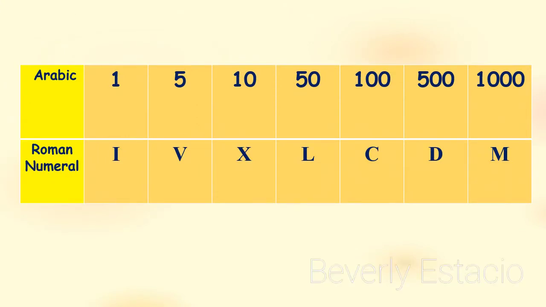So, let's have a comparison table between the Arabic and Roman numerals. The Roman numeral of 1 is I. The Roman numeral of 5 is V. 10 is X. 50 is L. 100 is C. 500 is D. And 1000 is M.